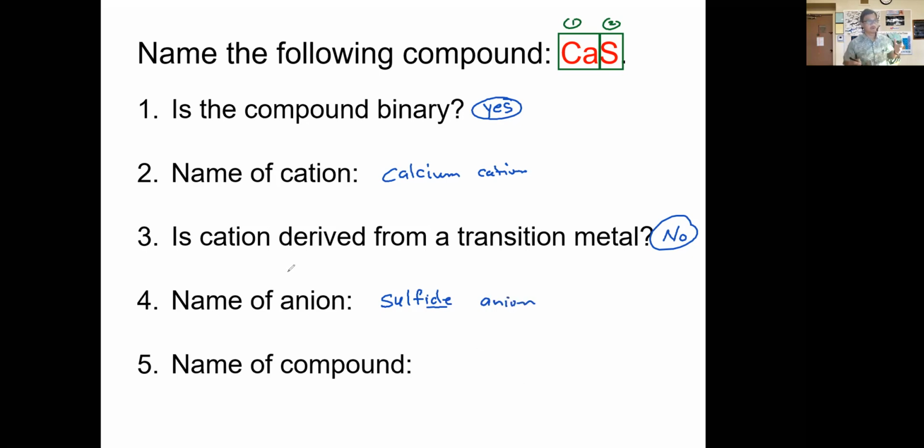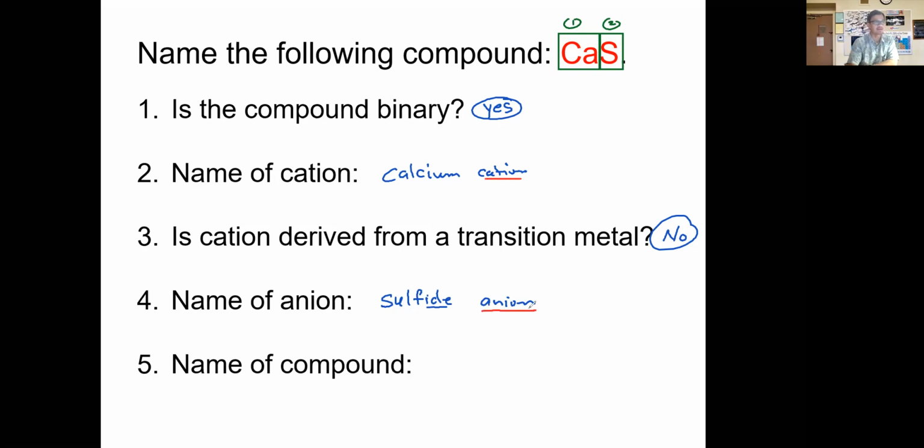Okay, so there it is. We've answered the first four questions. The last question is going to be easy, where we bring everything together and name the compound. Remember, we did this last week. I think we did a little bit of this already. In order to name this compound, we're going to take the names of the ions and drop the part of the name that has the word ion in it.